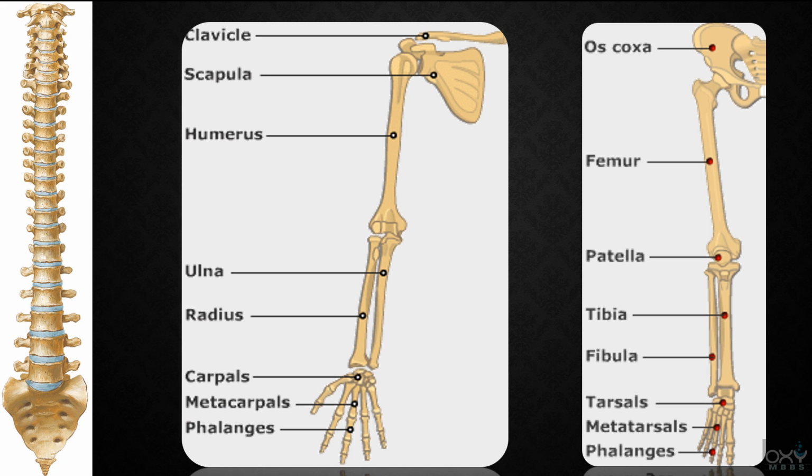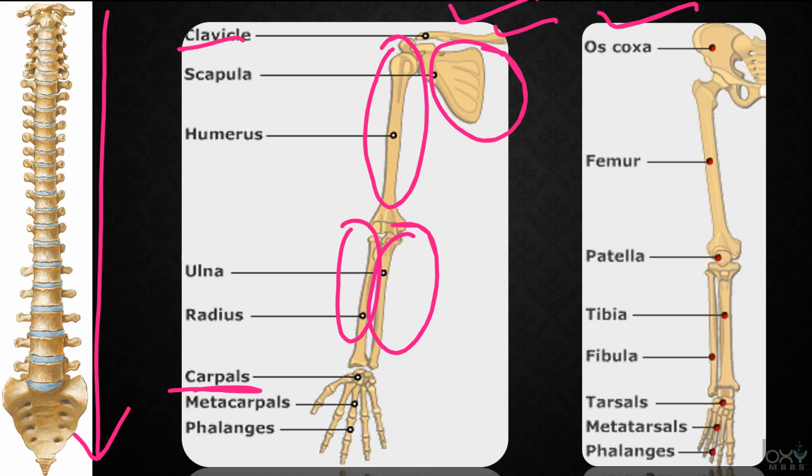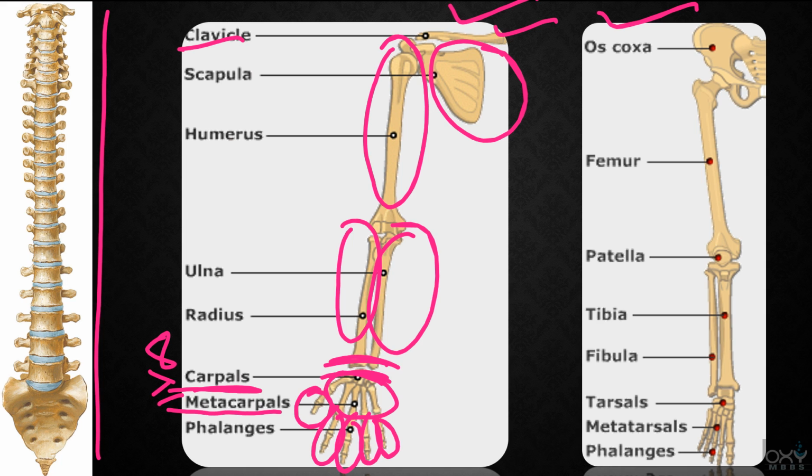And friends, this is our vertebral column, and this is the upper limb and this is the lower limb, which includes the clavicle. This is the clavicle, this is the scapula, and this is the humerus, this is the radius, this is the ulna. And how many carpal bones are present? These are 8, 4 on the upper side and 4 on the lower side. 5 metacarpals, and these are the metacarpals, and these are the phalanges. Metacarpals are how many? They are 5, and phalanges are 14 in number.